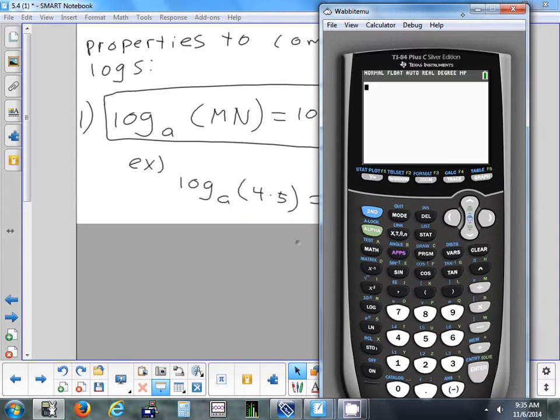So what you can do is this. You can take the log of 20, and that's going to be exactly the same as the log of 4 plus the log of 5. I'm doing it with a base of 10, only because that's easy for me to type in.